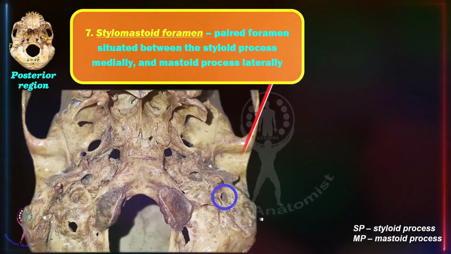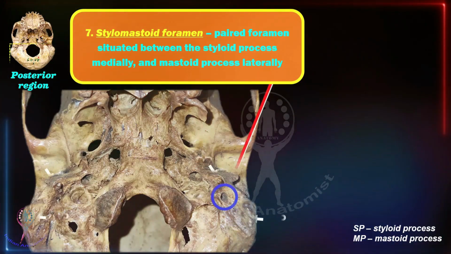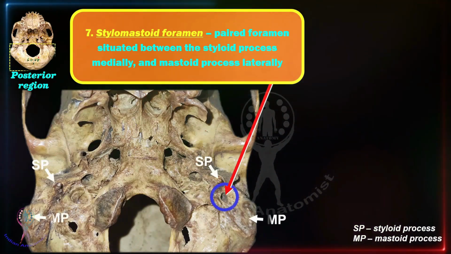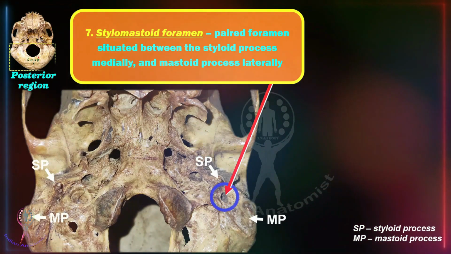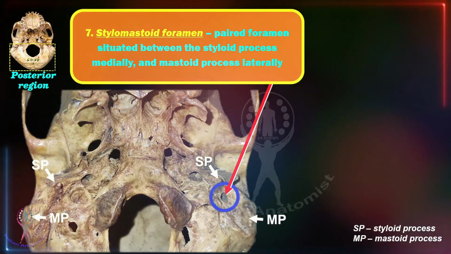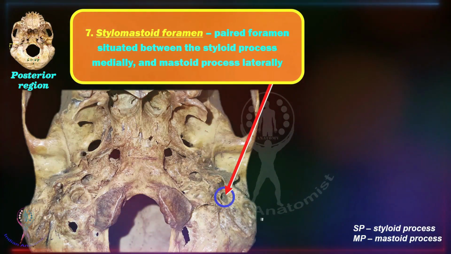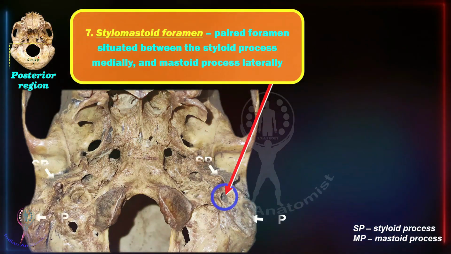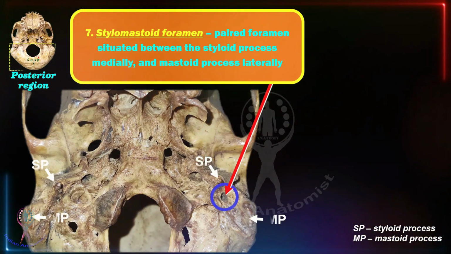Next is the stylomastoid foramen. It is a paired foramen situated between the styloid process medially and mastoid process laterally. The styloid and mastoid process are marked with a white color arrow mark, and in between the two we can see the blue color ring showing the stylomastoid foramen.